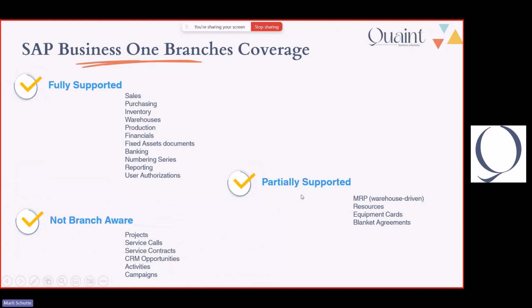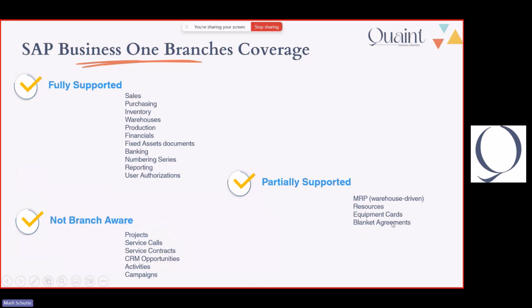Now, I'm saying this is partially supported because you cannot run MRP by branch, but because MRP is run by warehouse, you can actually do it. You just need to select the branch warehouses when you do your run and not mix them up. Resources is not, but if you have a resource and the resource is on a bill of material and on an invoice, then of course that part is going to be one branch or the other.